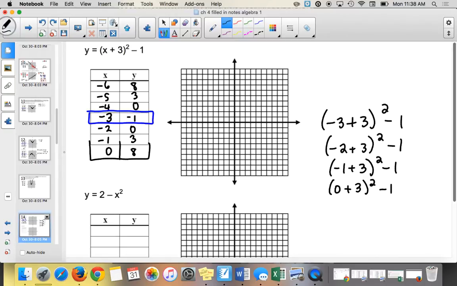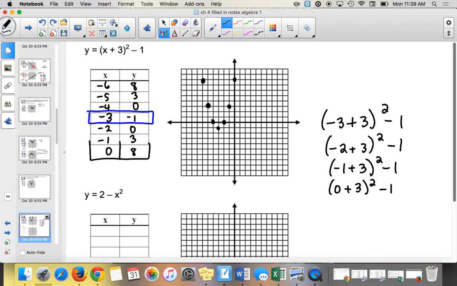All right, and then we plot all those points. So we're going to have negative 3, comma, negative 1. Negative 2, comma, 0. Negative 1, comma, 3. So left 1, up 3. 0, comma, 8. So we're way up there. There's 10 total in the grid, so we're going to have 2 less than where we were, the top, I mean. Negative 4, comma, 0. Negative 5, comma, 3. Do you see where it curves back around? And negative 6, comma, 8.